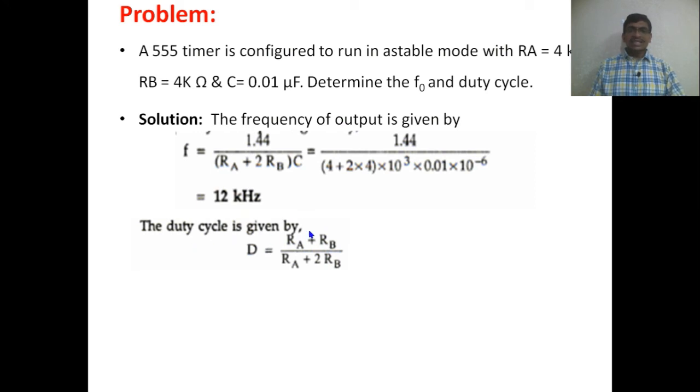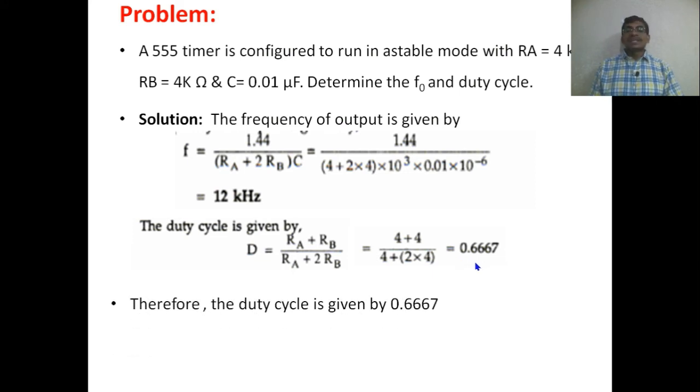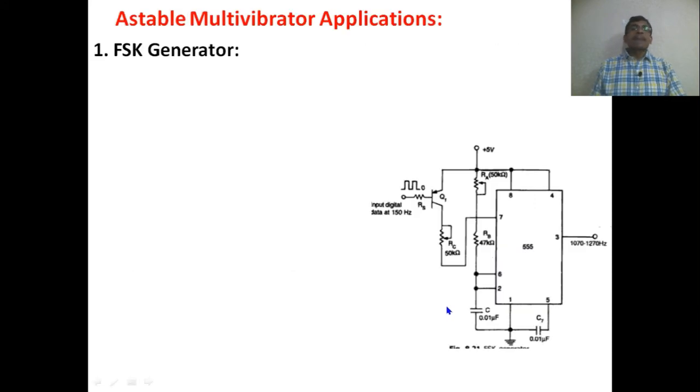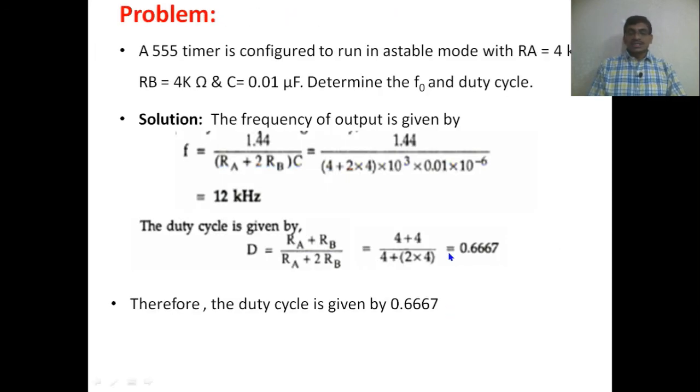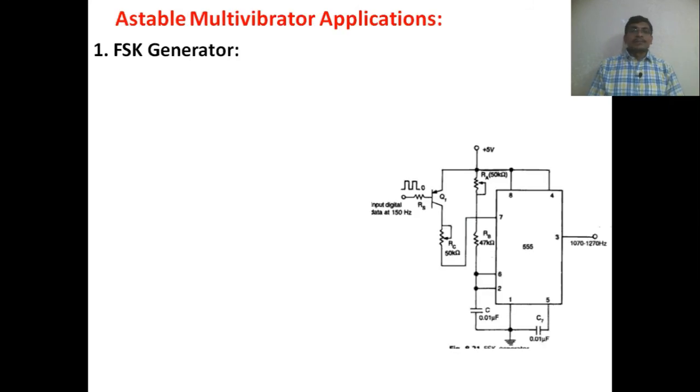And the duty cycle is given by D is equal to (Ra plus Rb) by (Ra plus 2Rb). Therefore, it is equal to (4 plus 4) by (4 plus 2 into 4), which is 0.667, which means 66.67 percentage. Okay, because the duty cycle always has to be represented in percentage only.